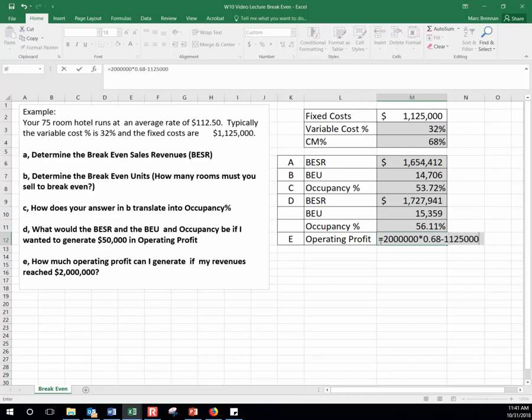So what this does is $2 million times 0.68. That really takes out the variable costs. It's already finding out what amount of these $2 million in revenues will be left over to cover my fixed expenses and then my profit as well, my operating profit. From this answer, we're then simply taking away our fixed expenses to discover what our operating profit will be. And that would be $235,000.